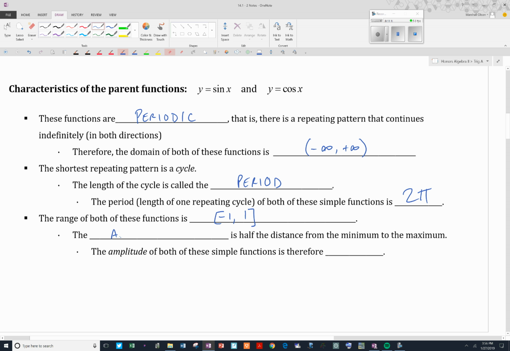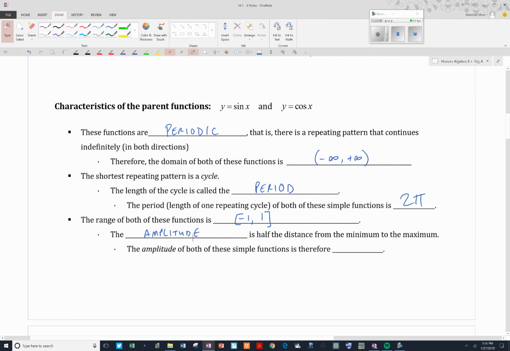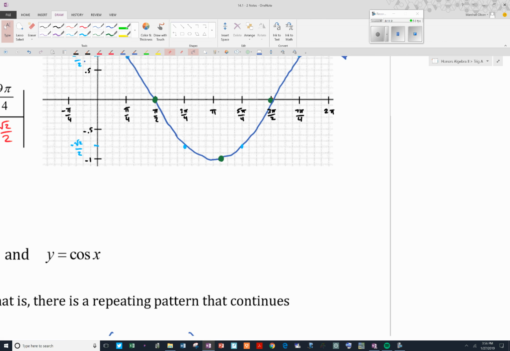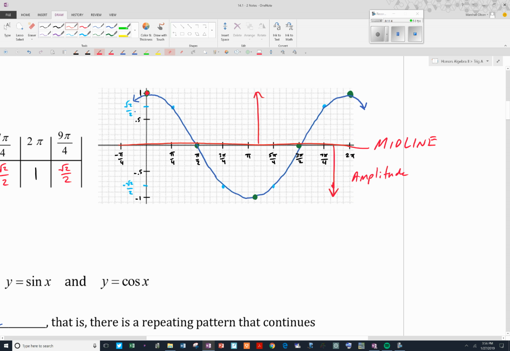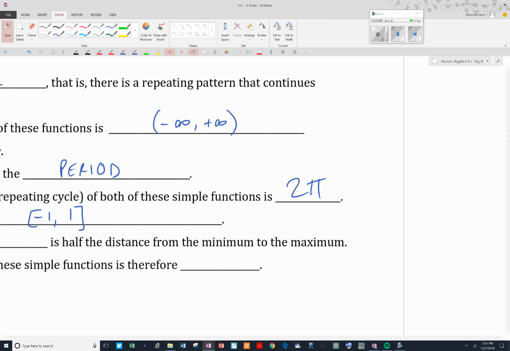And the amplitude is half the distance from the minimum to the maximum. In other words, it's the distance from what I call the midline right here to the maximum, or the distance from that midline to the minimum. That is called the amplitude. And it's a distance, so it doesn't matter if it's going up or down, or positive or negative. The amplitude of both of these functions is 1.